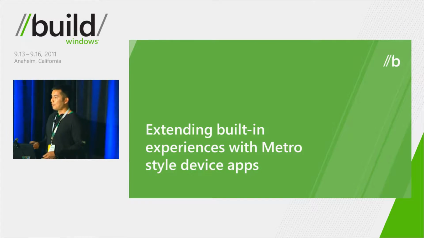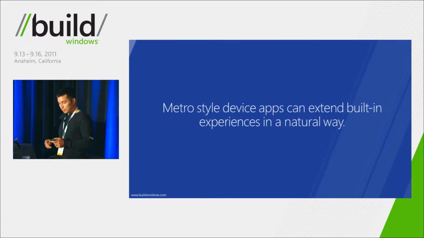Let's take a look at how some of these built-in experiences can be extended with Metro-style device apps. Metro-style device apps can extend built-in experiences in a natural way. What I mean by natural is, you could imagine that I'm in a paint program and I want to print something out, and I didn't want to use up all my color ink. It would be awkward for me to leave the paint program, go into the printer's app, change my settings, and then go back to the paint program and print. Customers expect that in the middle of printing, I can go change whatever settings go with that printer, but all of you would like a way to make sure that as a printer maker, you can provide the settings that you want, and you can provide the experience you want.